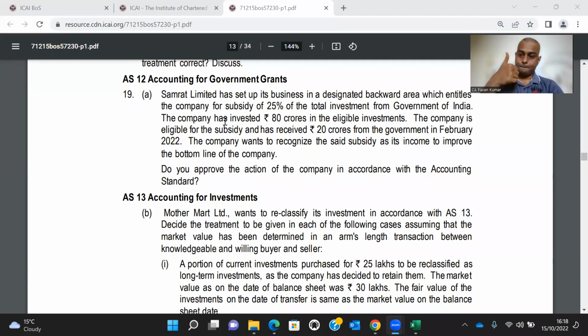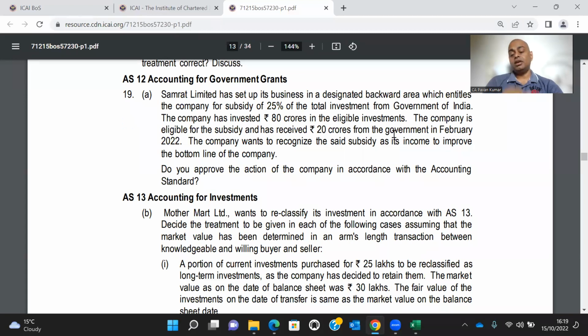Yes, sir. Samrat Limited has set up its business in a designated backward area which entitles the company for a subsidy of 25% of the total investment from Government of India. The company has invested 80 crores in the eligible investments. There is a government policy that in this area, if you start a factory or business setup, you'll get 25% of the total investment. So how much will you get? 80 crores into 25%, how much? 20 crores.